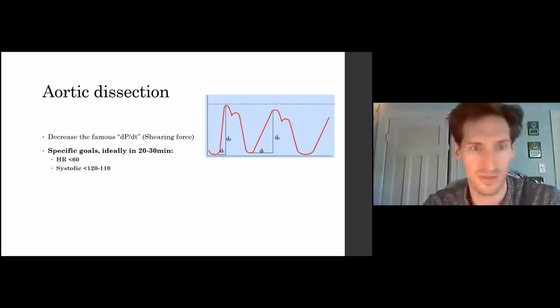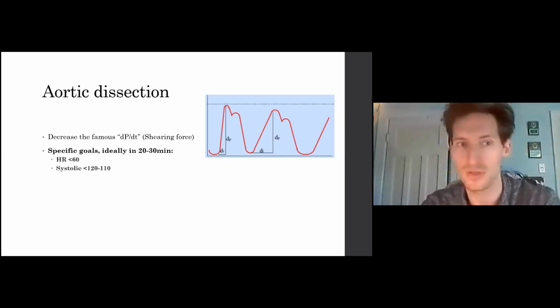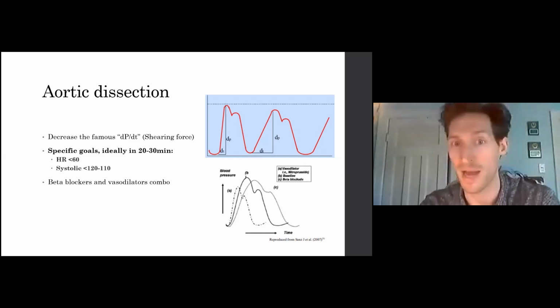Here, the specific goals are much shorter. We really need to act very fast and try to decrease the heart rate first, and then eventually your systolic blood pressure to closer to 100. And so that's best done with beta blockers and vasodilators, right? And you'll see on the graph there how it impacts that dP/dt.